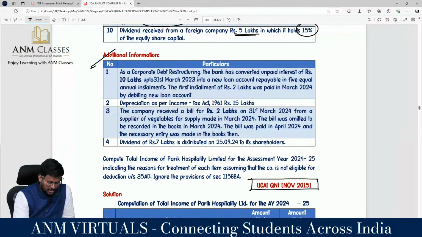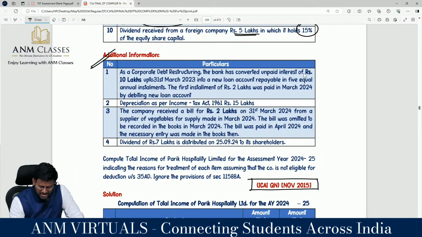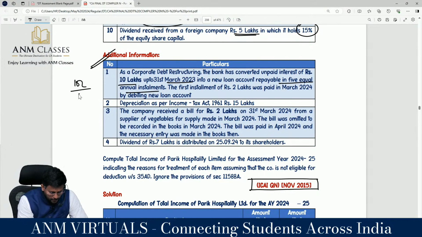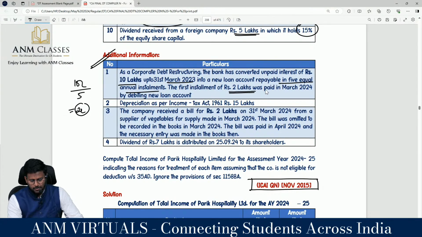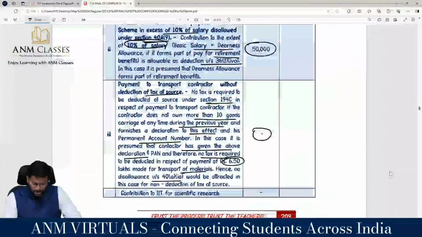Additional information. As per corporate debt restructuring, a 43B account, a bank converted unpaid interest of 10 lakh as on 31st March 2023 into a new loan repayable in 5 equal installments. So 10 lakhs divided by 5 comes to 2 lakh. The first installment of 2 lakh was paid in March by debiting the new loan account. So 2 lakh has to be reduced from the net profit as 43B adjustment.